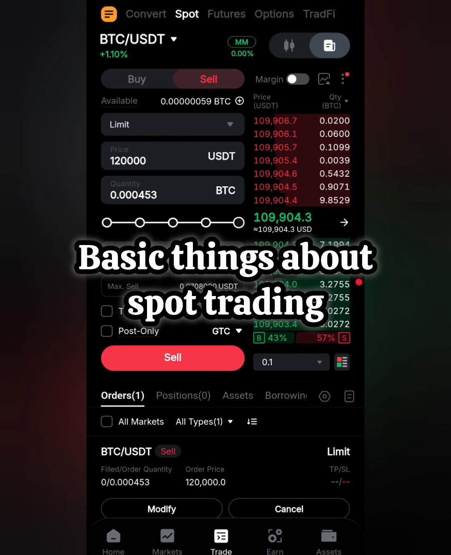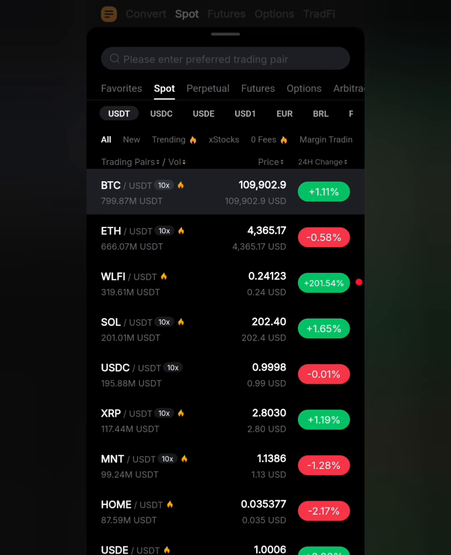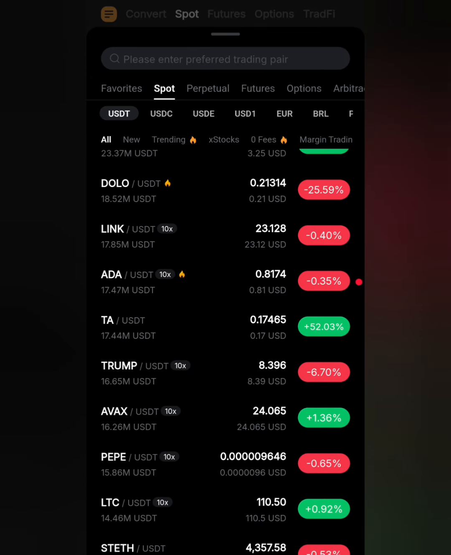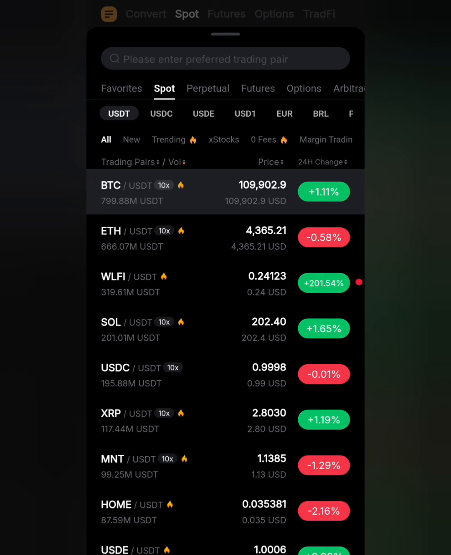So guys, these are the basic things you need to know to perform spot trading, just mainly the buying and the selling of that token, all right? And you can perform this on any token you want. So there are a lot of tokens right here. You can purchase and hold, and when the price increases a bit, you can sell it, okay?